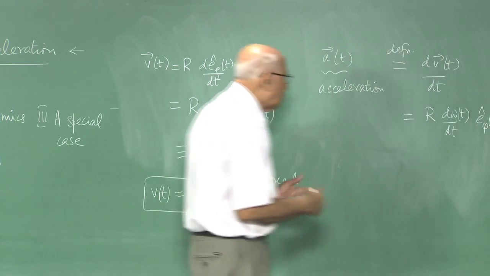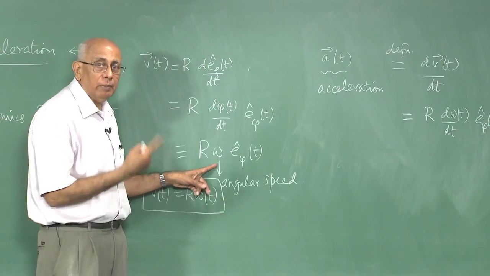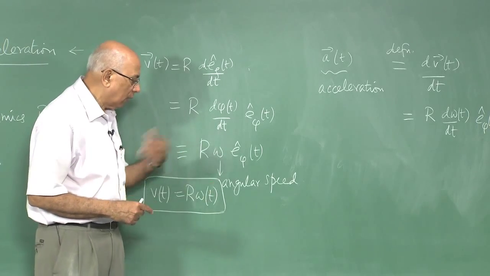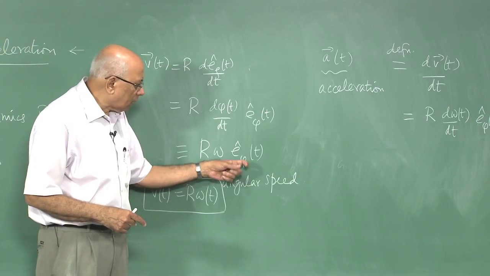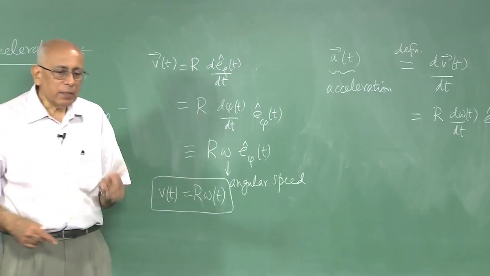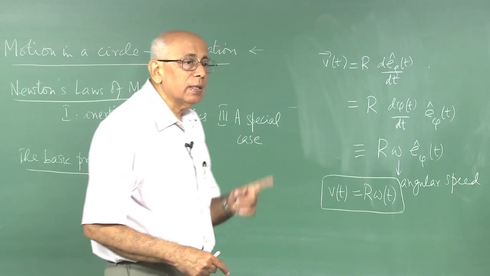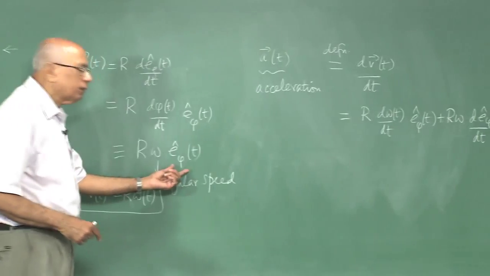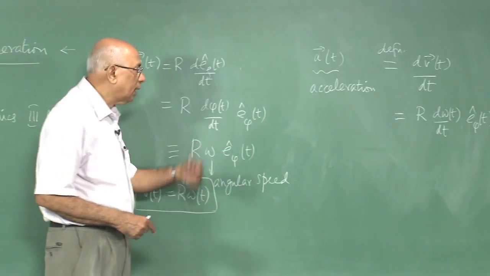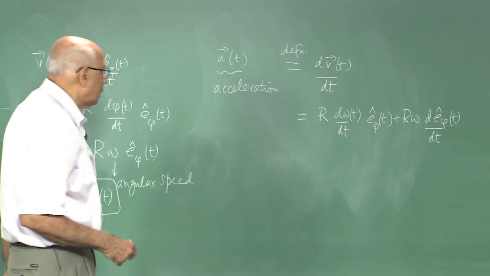So there are two components to it. One of them comes from the fact that the angular speed might be time dependent and therefore there might be an angular acceleration, and the other comes from the fact that this vector E phi of t changes in direction as the particle moves along the circle. So there is an instantaneous acceleration due to the change in direction of this tangential unit vector, and we need to compute that quantity.